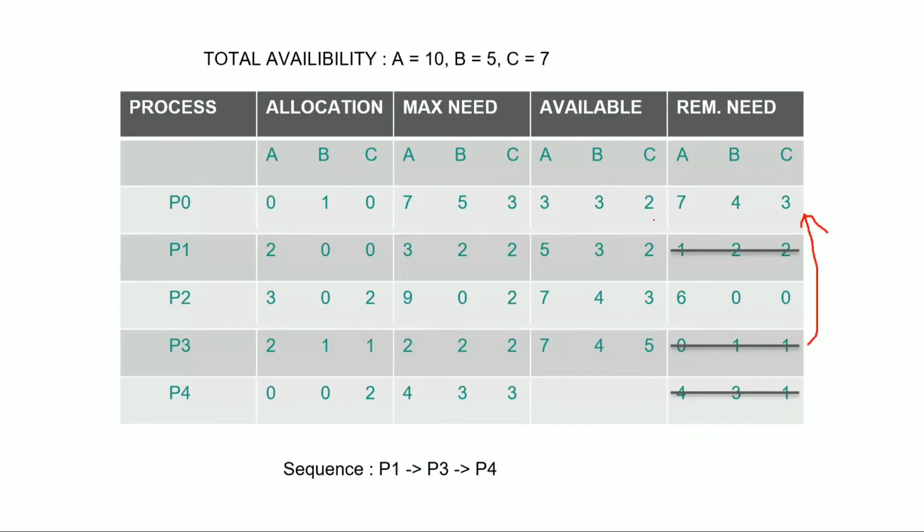So we will see if we can now fulfill the need of P0. We have 7 instances of A. That's what P0 is asking for. 4 of B, that's what P0 is asking for, and 5 instances of C. And the need is less than what we have in our available block. So we can definitely fulfill its needs.